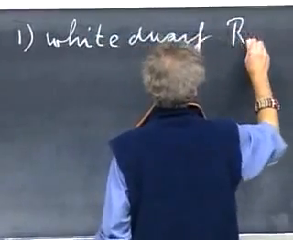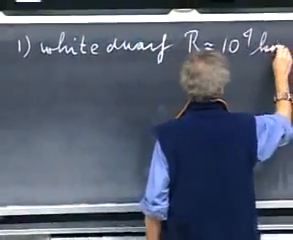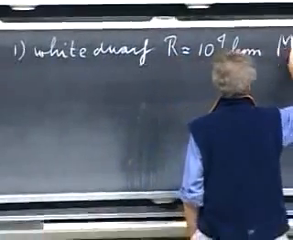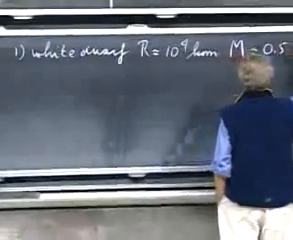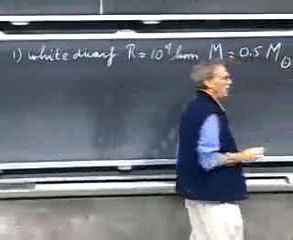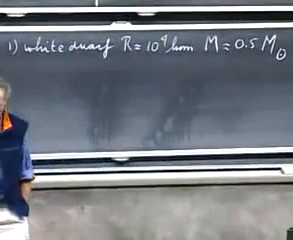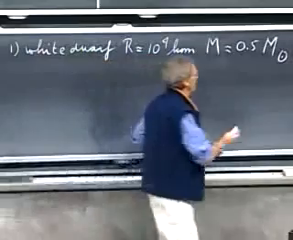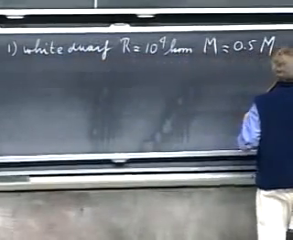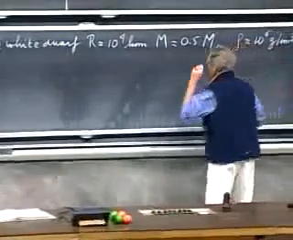It has a radius approximately the same as the Earth, some 10,000 kilometers. And the mass of a white dwarf, there's a whole range of them, but a typical number, say, is half the mass of the sun. So that's one possible end product. This will be the fate of our sun, by the way. The density of such an object is quite high, roughly 10 to the 6 grams per cubic centimeter.